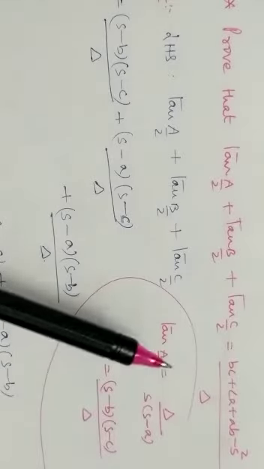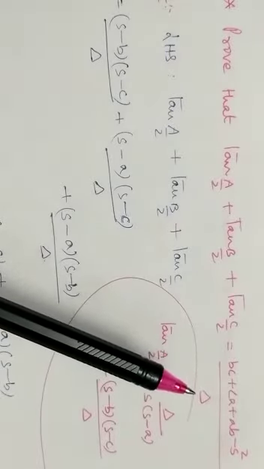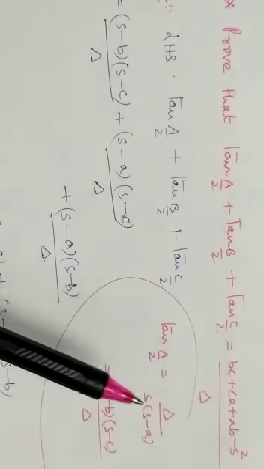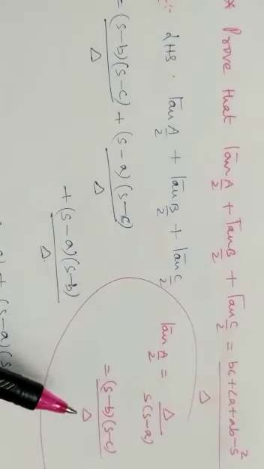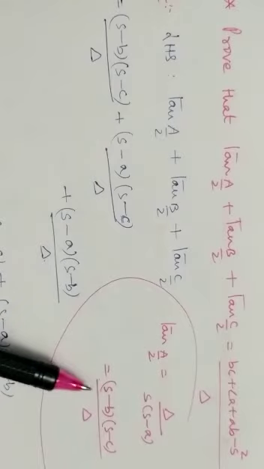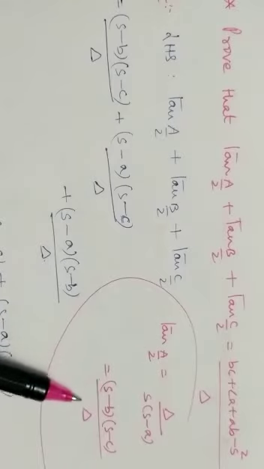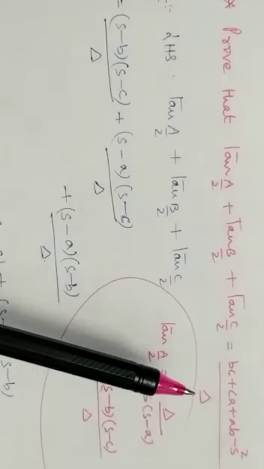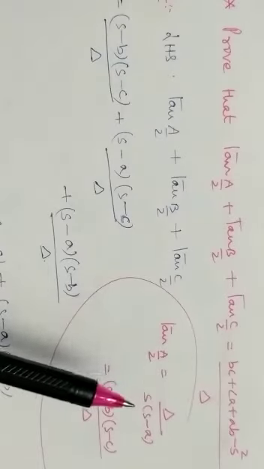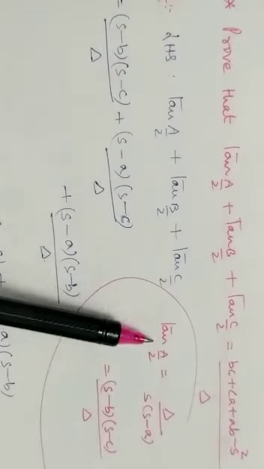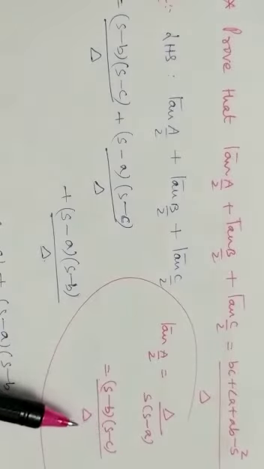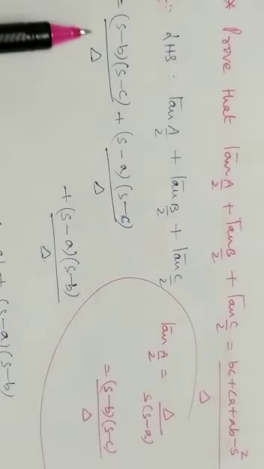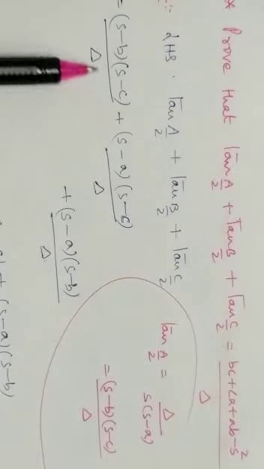If you observe the RHS, delta is in the denominator. So you have to select the formula whose denominator is delta. So I have to use this formula because in the denominator of RHS we see delta here. So I shall use the tan A/2 formula (s minus b)(s minus c) by delta. So I have written the same.